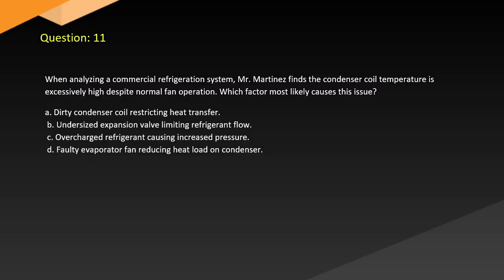Question 11. When analyzing a commercial refrigeration system, Mr. Martinez finds the condenser coil temperature is excessively high despite normal fan operation. Which factor most likely causes this issue? A. Dirty condenser coil restricting heat transfer. B. Undersized expansion valve limiting refrigerant flow. C. Overcharged refrigerant causing increased pressure. D. Faulty evaporator fan reducing heat load on condenser.